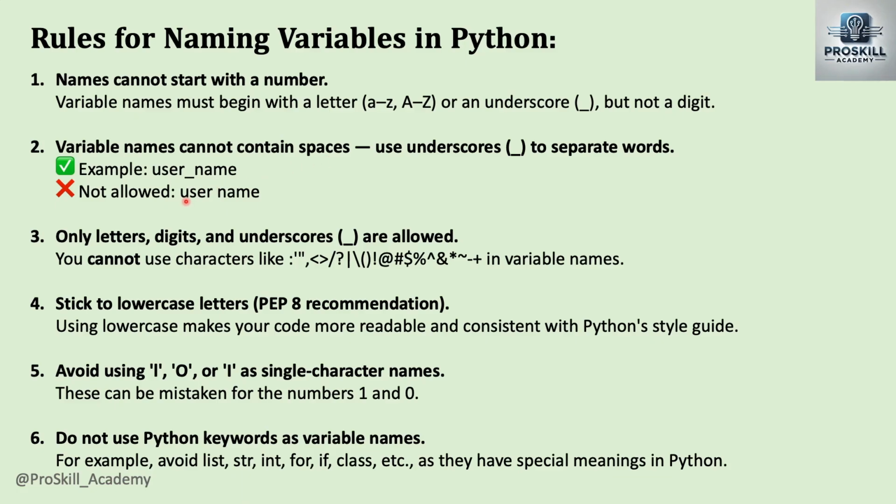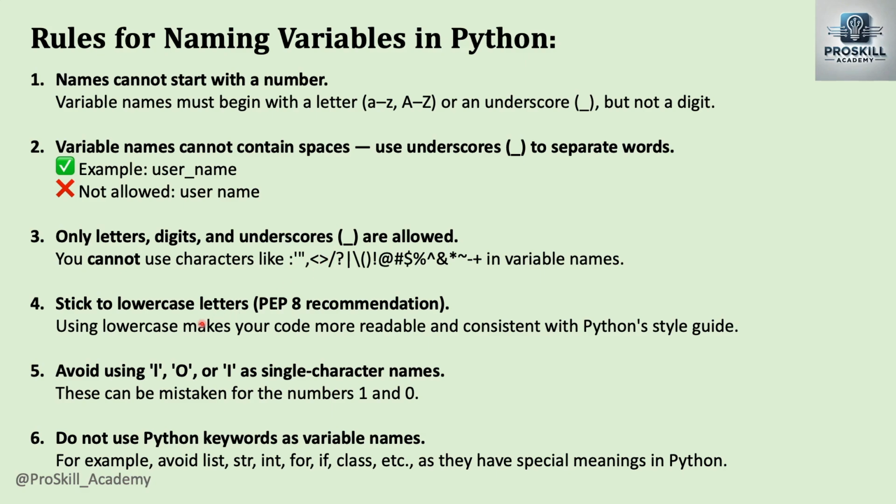So for example, user space name is not a valid variable name. Rather, if we want to use two separate words in a variable name, we have to use an underscore in between. Now only digits, underscores and letters are allowed. Special characters are not allowed when you declare or name a variable.